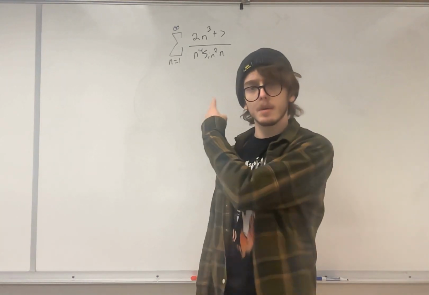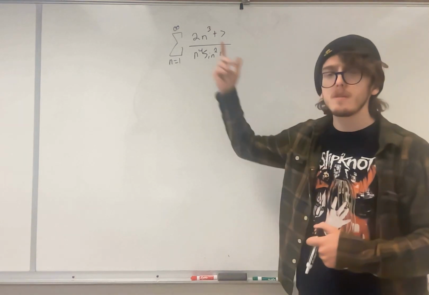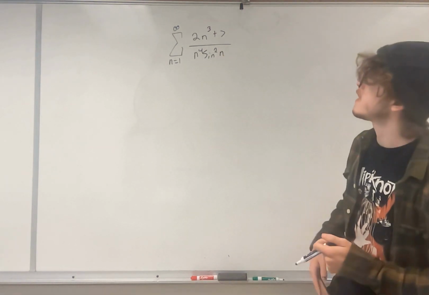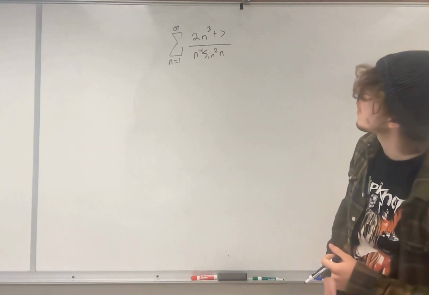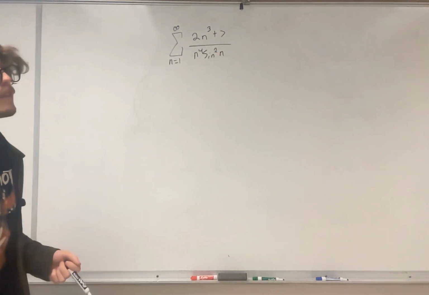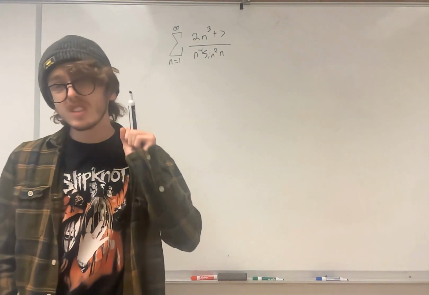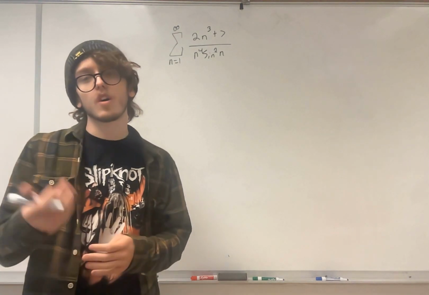Welcome back. Today we're going to be talking about this series here, which is the series from n equals 1 to infinity of 2n to the third plus 7 over n to the fourth sine squared of n. So we were asked, does it converge or does it diverge? And you look at this and you're like, oh my god, it's hell on earth. Here's a simple strategy you can use to solve these series.